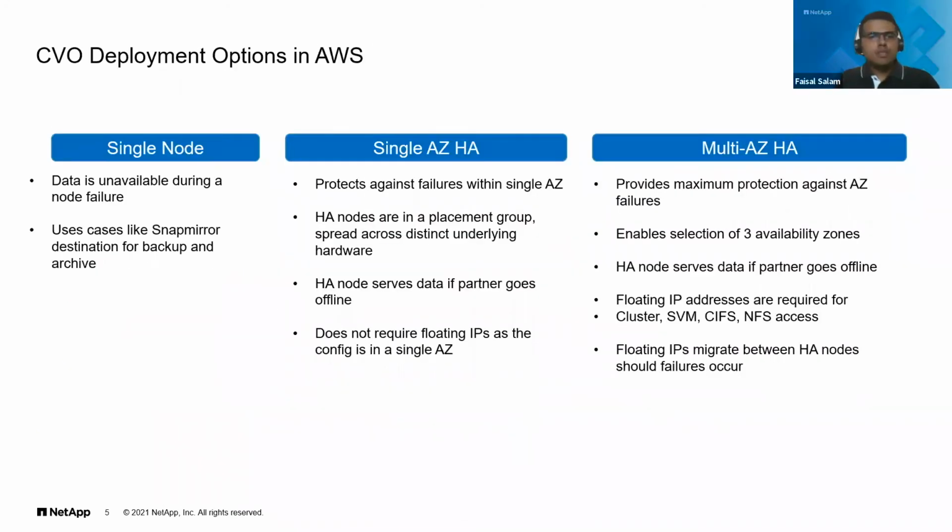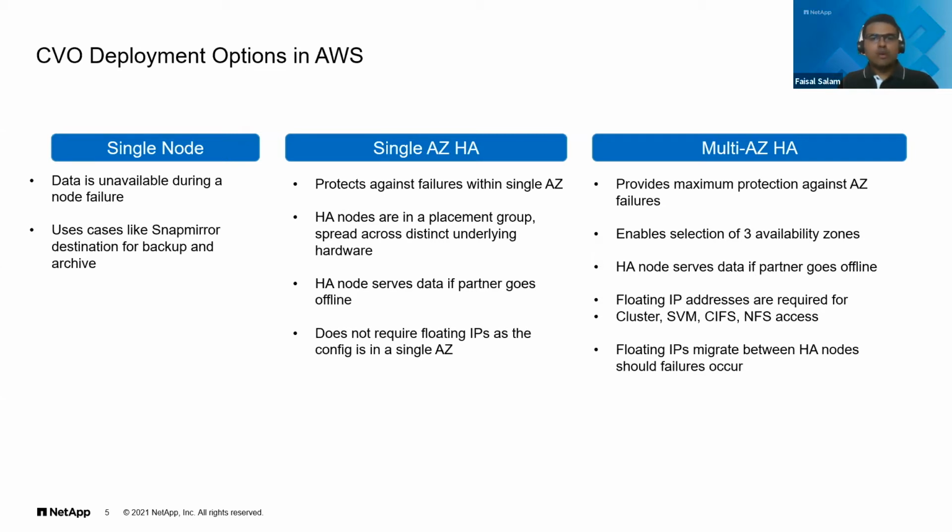Okay. So these are the different deployment options that are available today, and I'm talking specific to AWS. The first deployment model that we tested is a single node CVO instance, which, from the name, offers very little in terms of fault tolerance. So if you had a failure at the hypervisor level or an availability zone level, you lose access to your data. Based on the standards that we have and the data protection requirements, we've decided to use this model as a SnapMirror target.